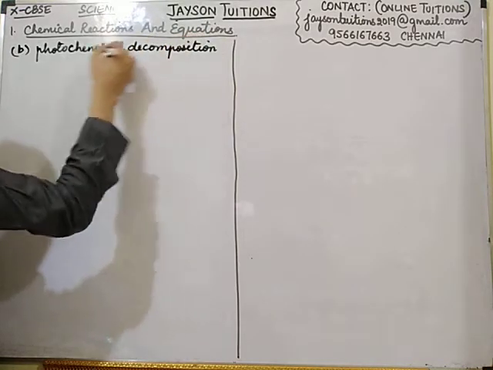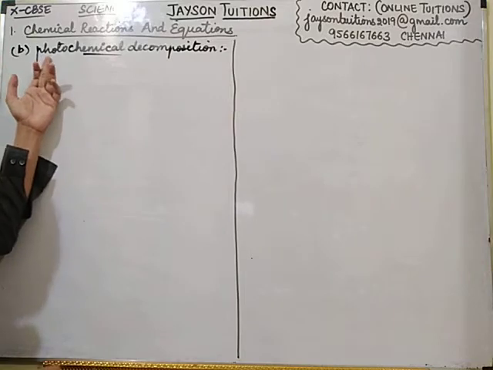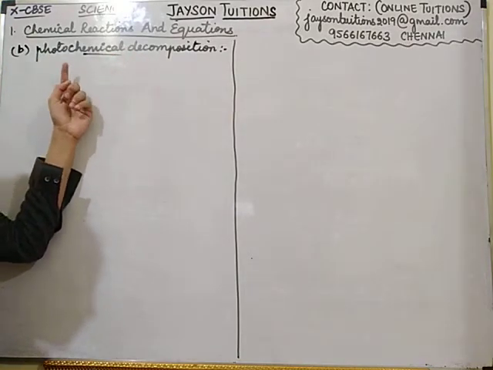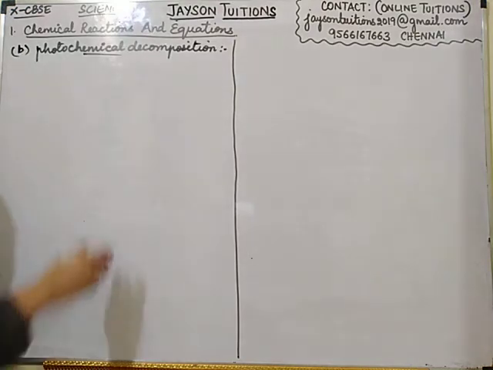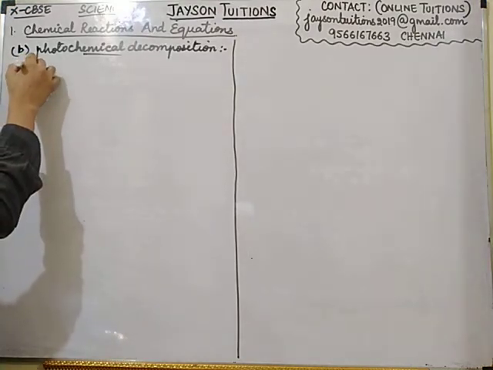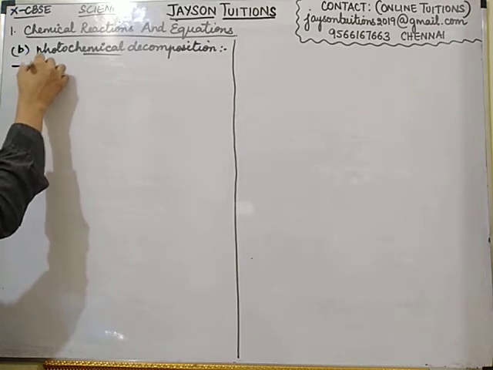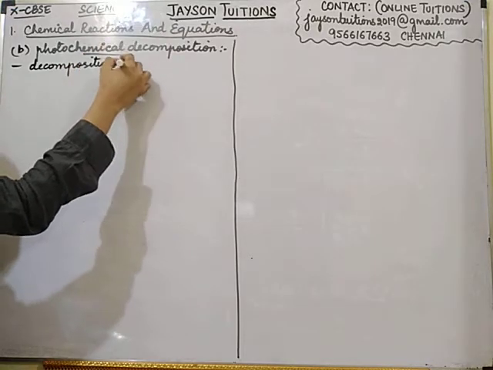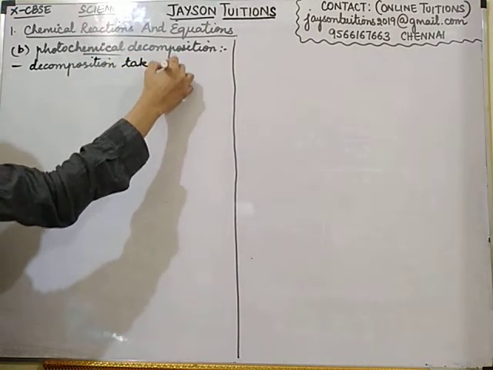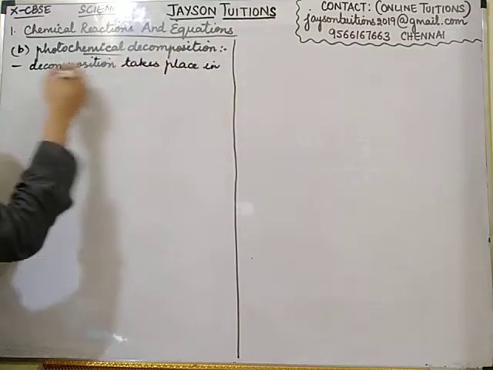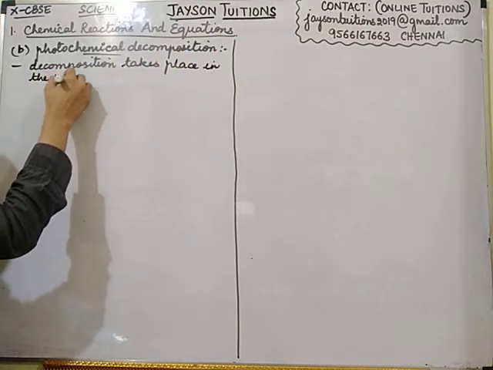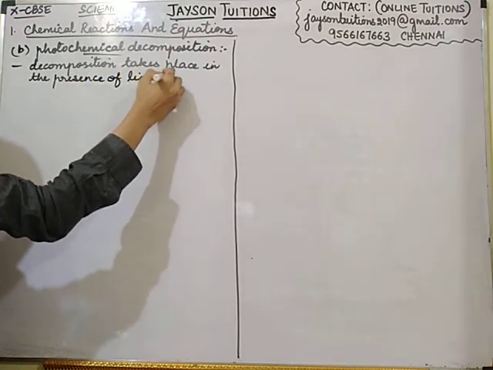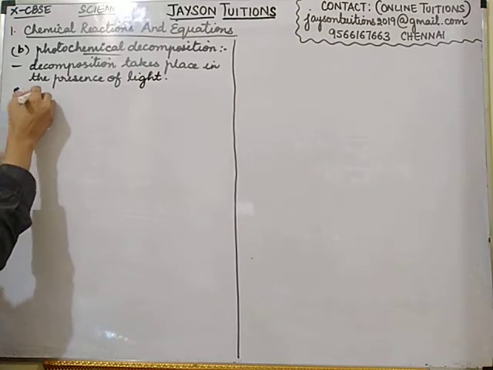Photochemical decomposition. So photo means light. So if a decomposition reaction takes place with the help of light, it is called photochemical decomposition. So what is photochemical decomposition? The decomposition reaction that takes place in the presence of light. In this we have to study two important examples.